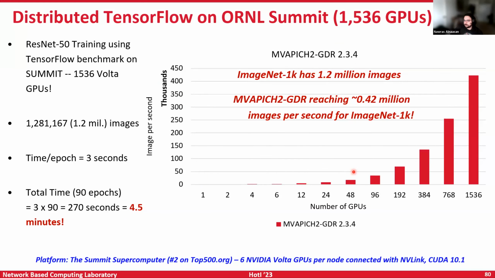These are some scaling numbers on up to 1,500 V100 GPUs. This is training the ResNet-50 model on the ImageNet dataset, which has 1.2 million images. Scaling up to 1,500 GPUs, we get very good scaling: we spend 3 seconds per epoch. If you want to train ResNet-50, we usually do it for 90 epochs, so we iterate over the entire dataset 90 times, and this takes 4.5 minutes. This is a huge reduction in training time. Otherwise, it would take days to train on a single GPU, and the scaling is nearly linear.